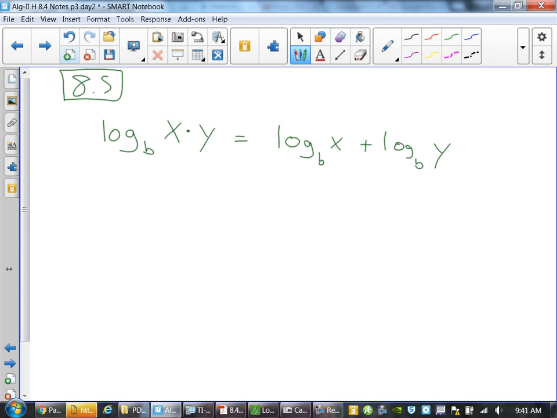The other one that we look at is division. If multiplication goes with adding, what do you think division goes with? Exactly. When you look at it in terms of division, it's log base b of x divided by y. That's the same thing as saying the log base b of x minus the log base b of y.